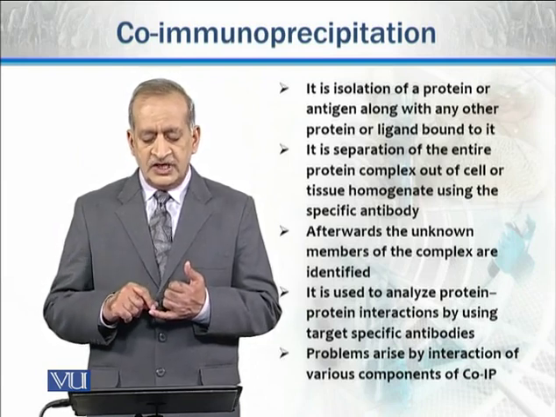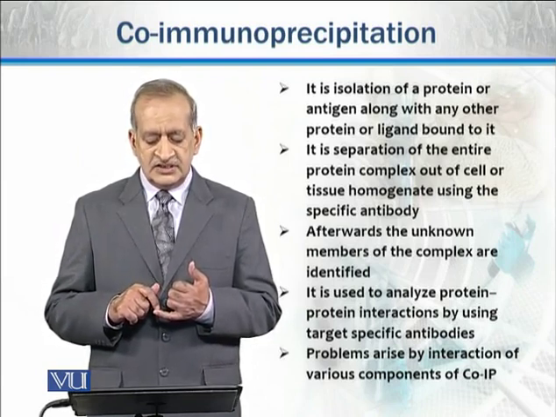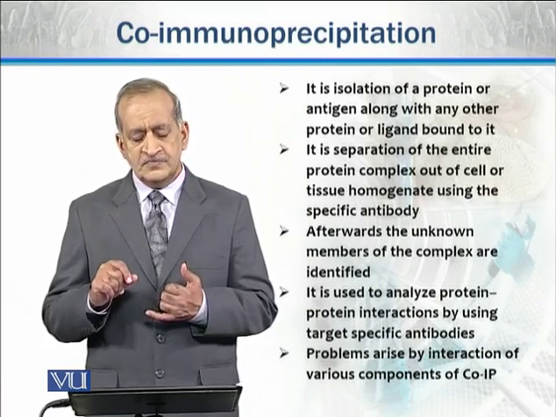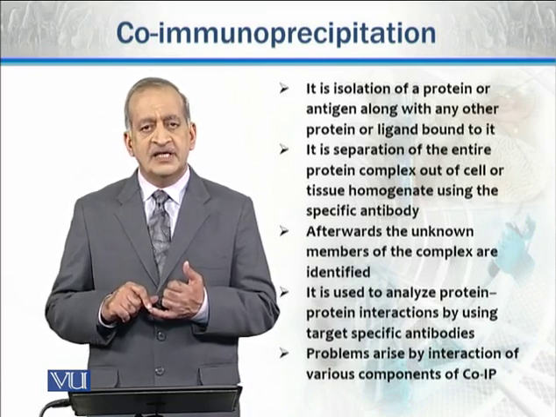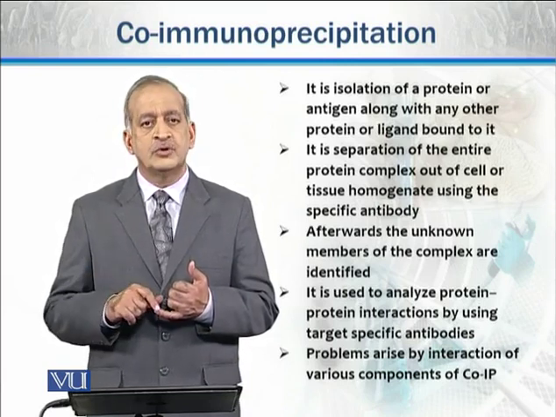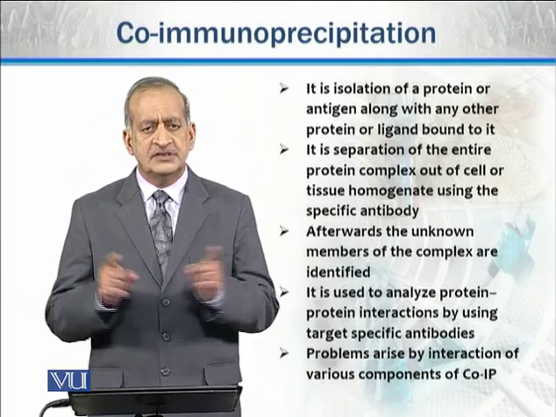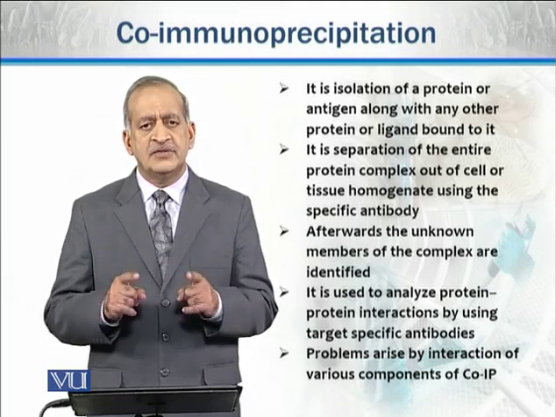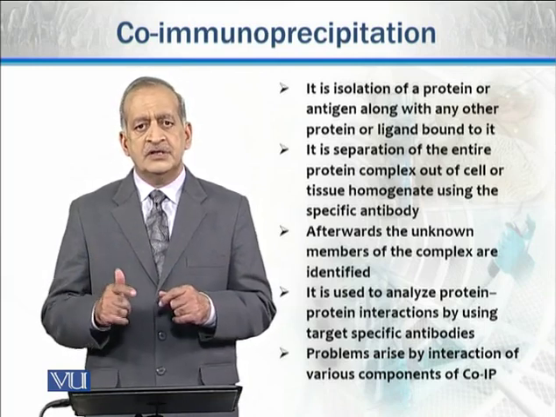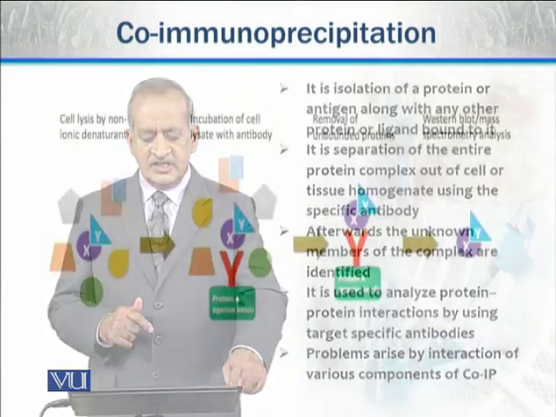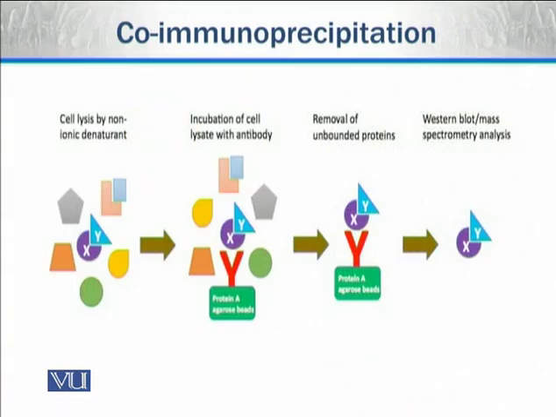It is used to analyze protein-protein interactions by using target-specific antibodies, and problems arise by interaction of various components of co-immunoprecipitations. Since these different components interact with each other, sometimes it is difficult to identify these components due to their interactions. This co-immunoprecipitation is shown here.